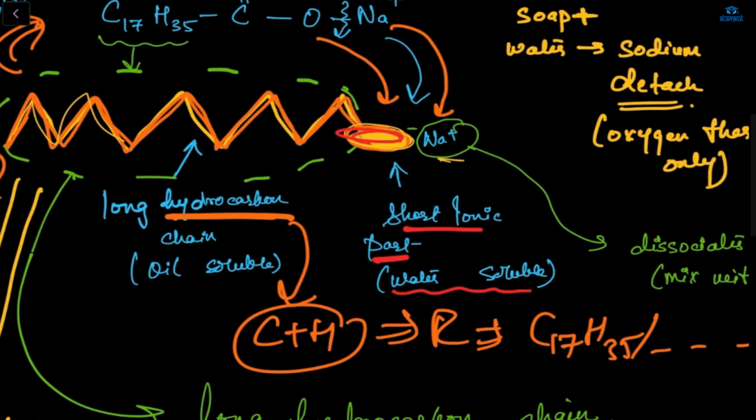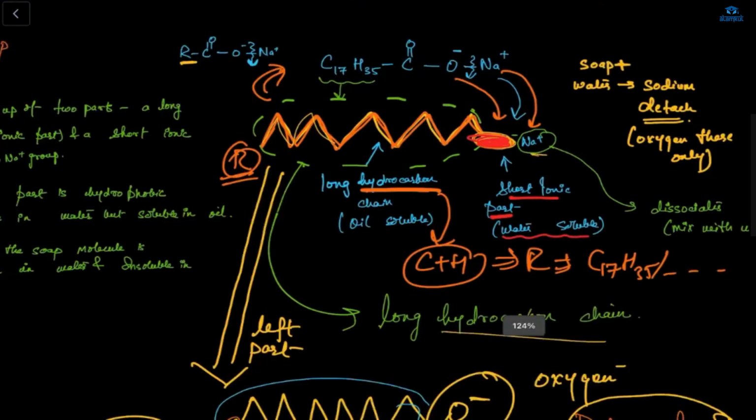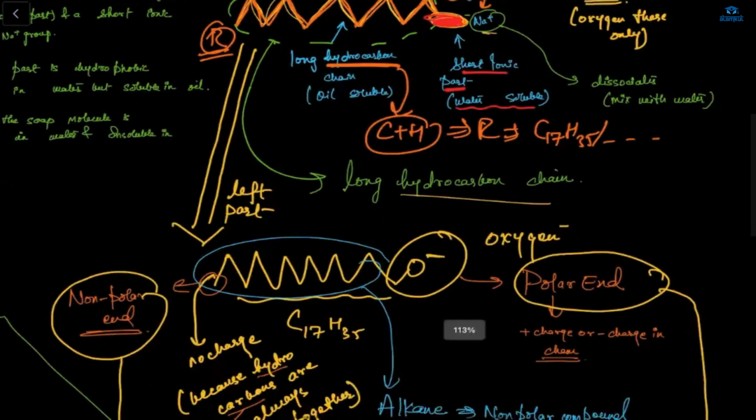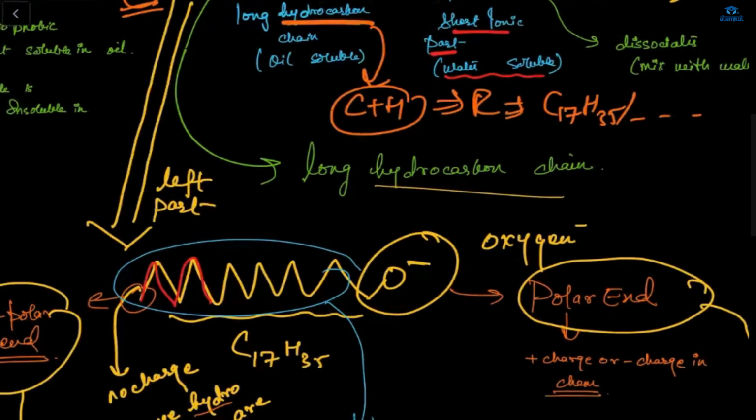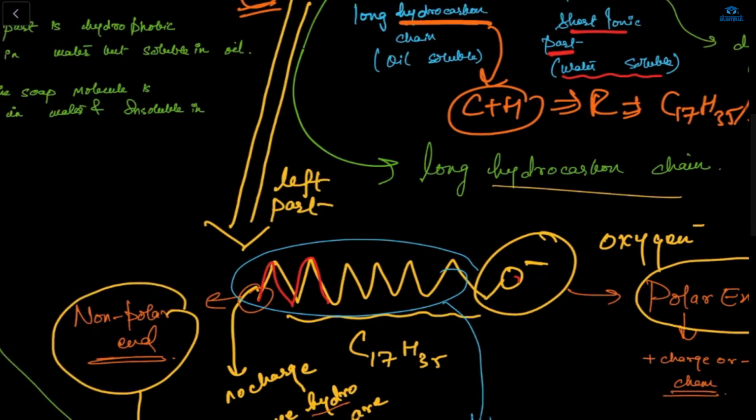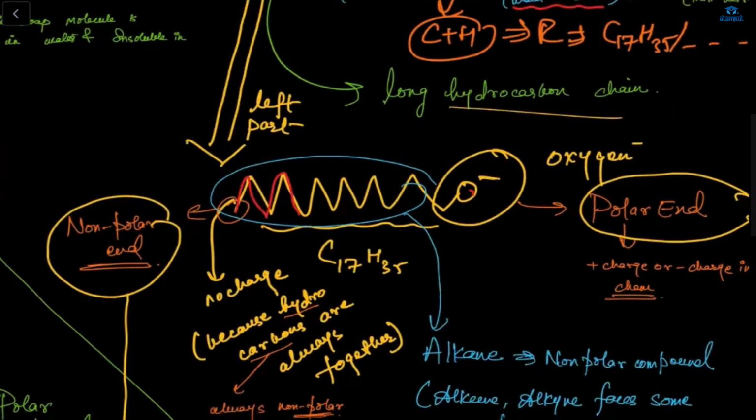This is your water soluble part, okay? And next, the left part is what? Now we will see. This is exactly the same R part, and here your O minus is left. Why? Because Na is detached, so Na is here and there, and O is left with us, meaning oxygen. So this is your oxygen minus. Oxygen is having a minus charge.